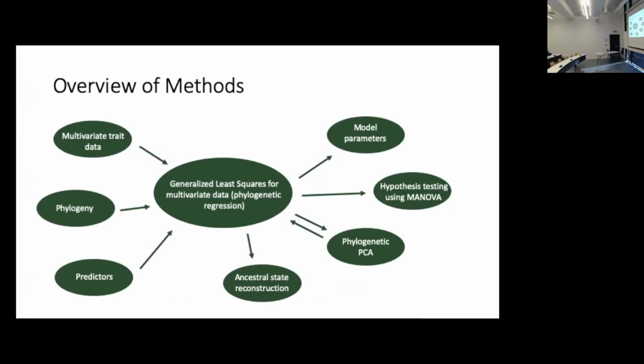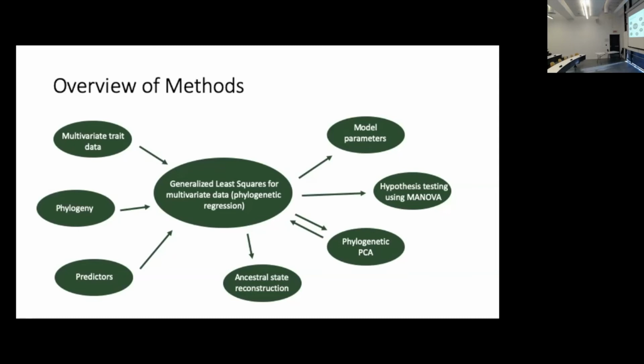So now I'll go over the specifics of the methods that I'll be using. So we have our multivariate trait data, which is the spectral data. We have a phylogeny. Right now today, I'm just showing one example of a phylogeny, but I'm hoping to have a distribution so we can look at uncertainty in the phylogeny itself as well. And then we have our predictor variables. So this is like the soil or woodiness, et cetera, that I talked about before. So we take these inputs and do a generalized least squares multivariate analysis, basically doing a phylogenetic regression on these inputs.